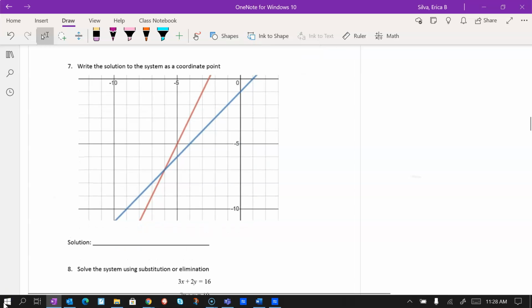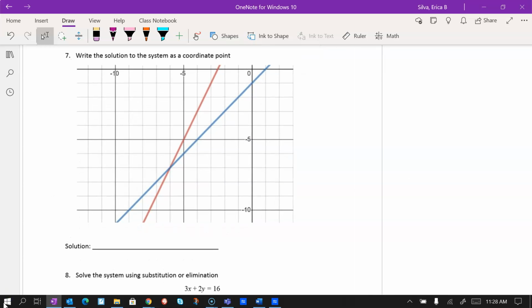So to find the solution for a system that is graphed, we look for the point of intersection. And the point where these two lines intersect is at this point here, where it has an x value of -6 and a y value of -7. So our solution is at -6, -7.